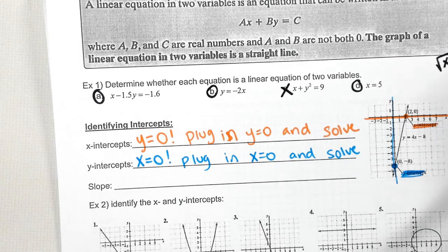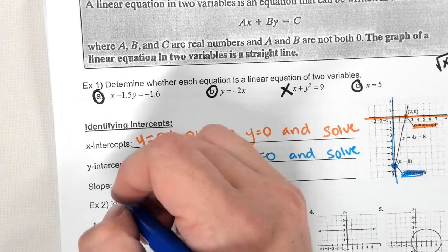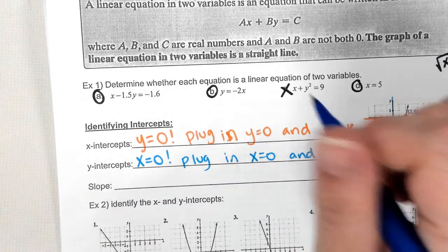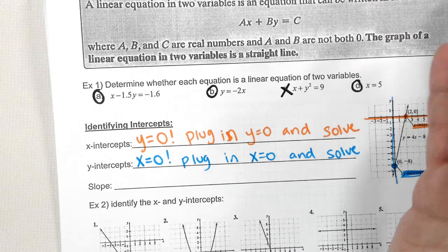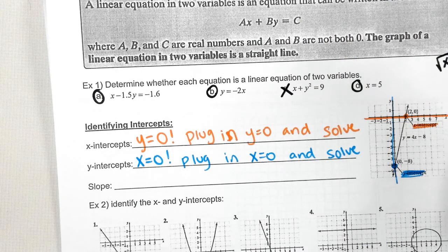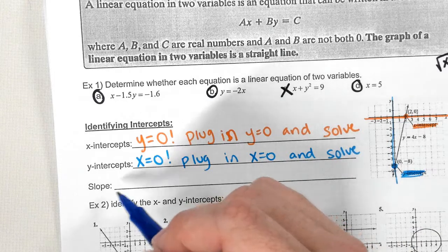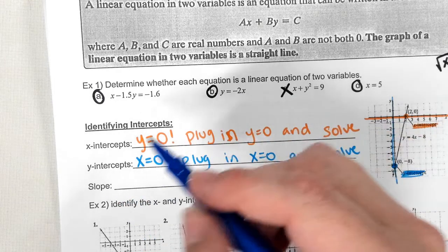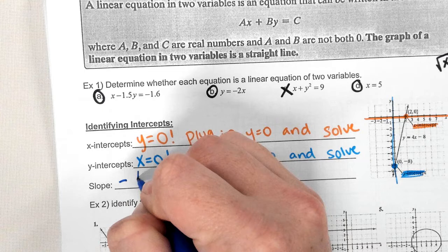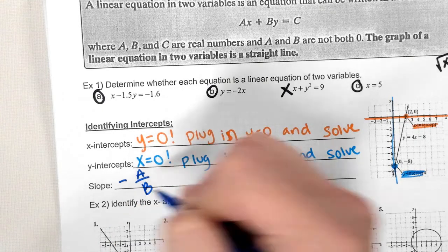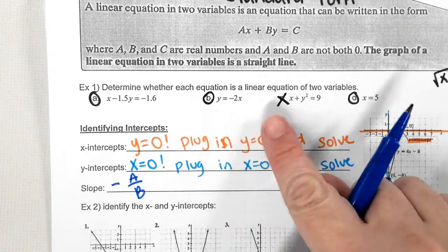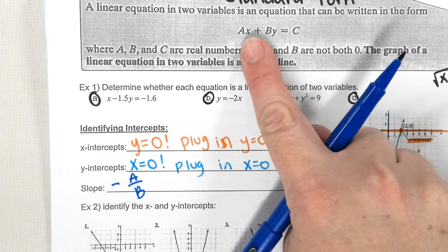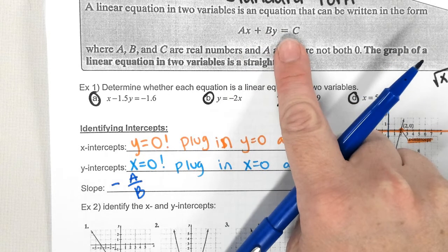Okay, so then we talk about our slope. Do y'all remember slope? When we're in slope-intercept form, that gives us slope, right? And we will deal with that formula here in a couple days. But right now, we're in standard form, so the way you find slope is opposite of a over b, because we have the formula ax plus by. So the number opposite of the number in front of x over the number in front of y.